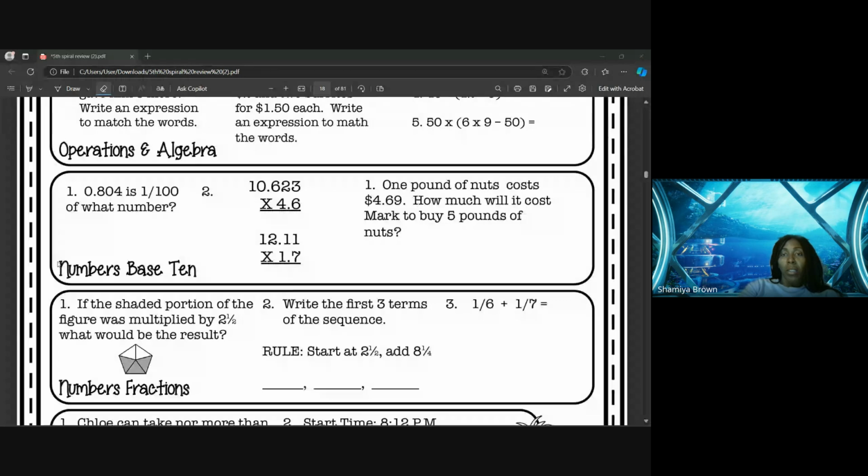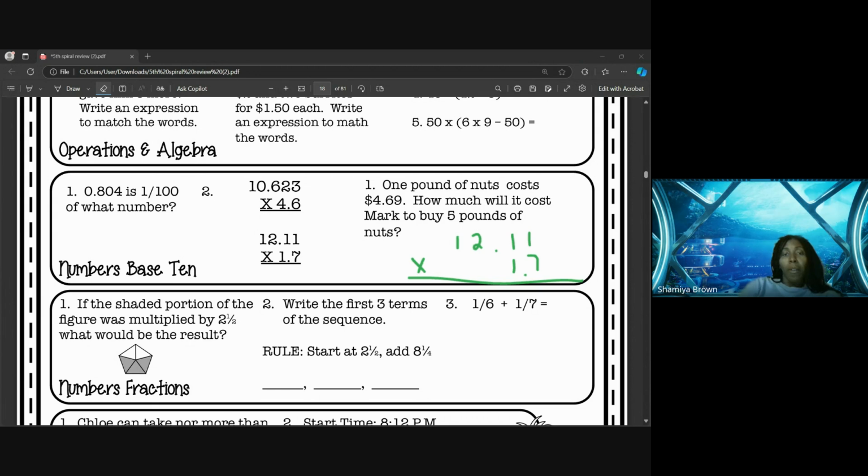Multiplying again. 12.11 times 1.7. So once again, I need to go ahead and look at how many places I'm going to have. Oh, I don't like that. I didn't line it up good enough. Let me erase. So 12.11 times 1.7.